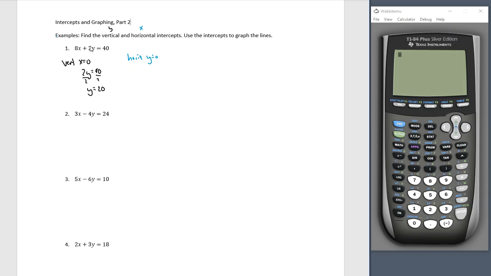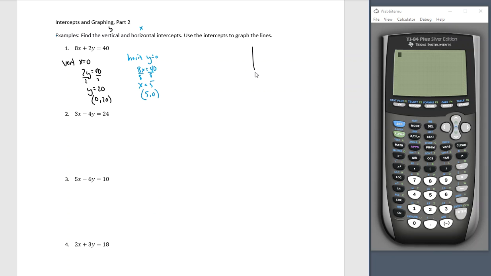When y equals 0, 2 times 0 is 0, that goes away, and I'm left with 8x equals 40. Divide by 8, and I get x equals 5. Remember, these correspond to points. The x value is 5, and I assumed the y value was 0 here. We assumed an x value of 0, and the y value was 20.